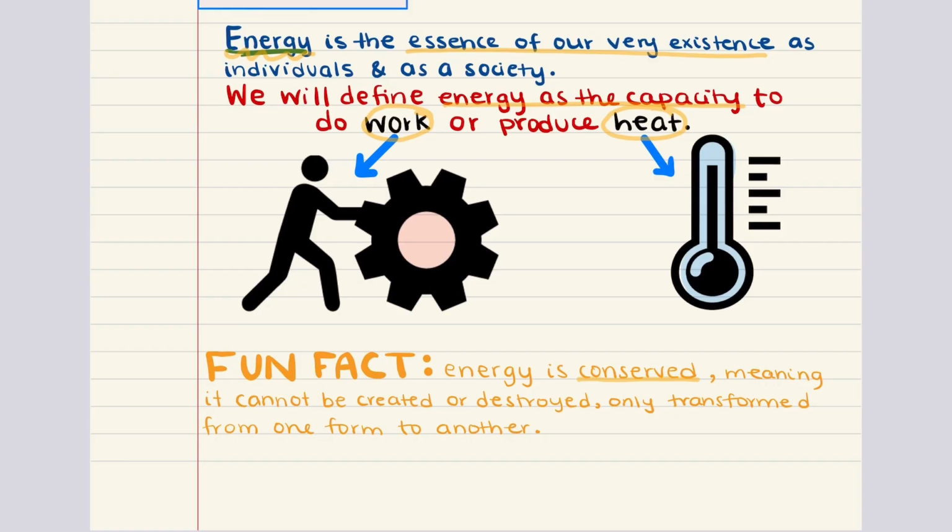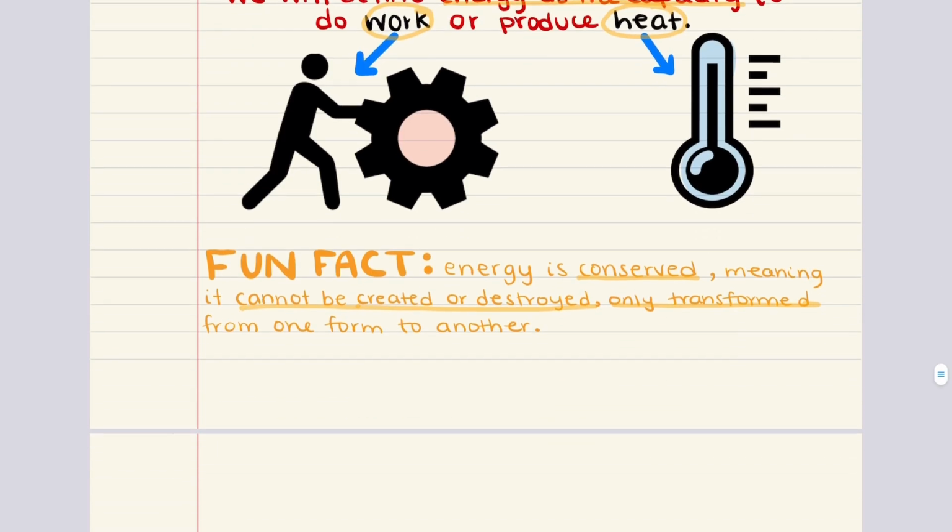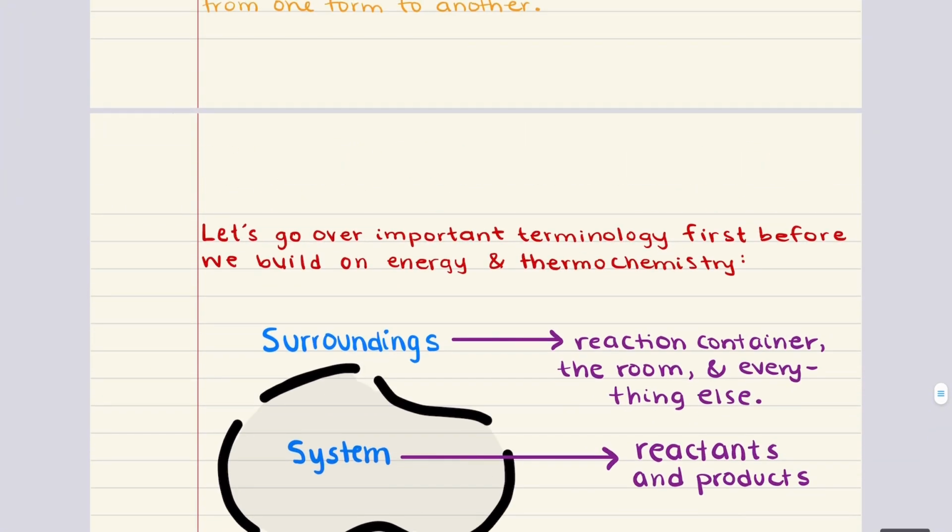The law of conservation of energy states that energy can be converted from one form to another, but it can be neither created nor destroyed. That is, the energy of the universe is constant. Now, let's talk about the different types of energy we might encounter. We can divide all energy into two broad categories: kinetic energy and potential energy. Potential energy is energy due to position or composition, and there are various types.